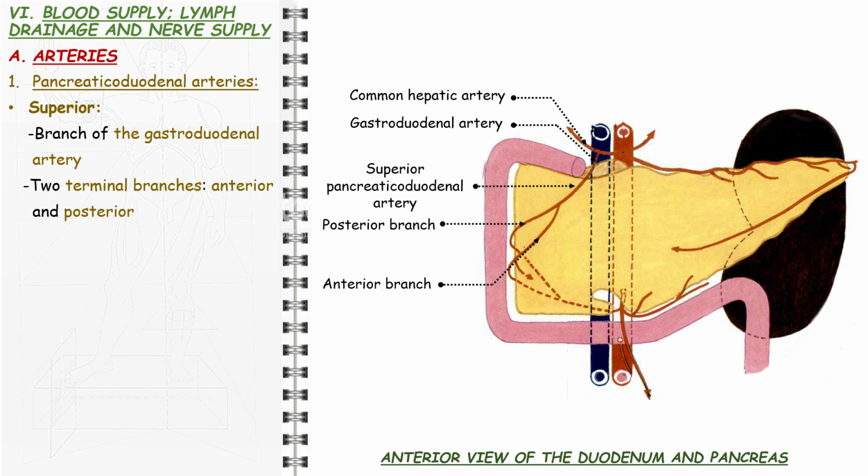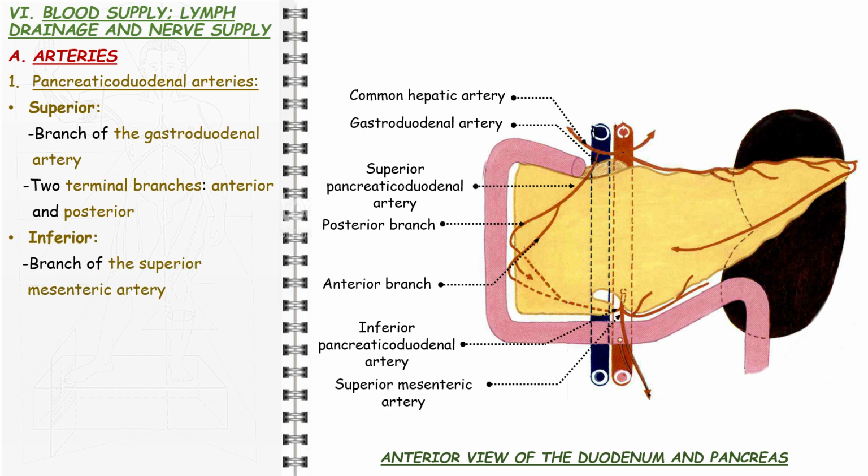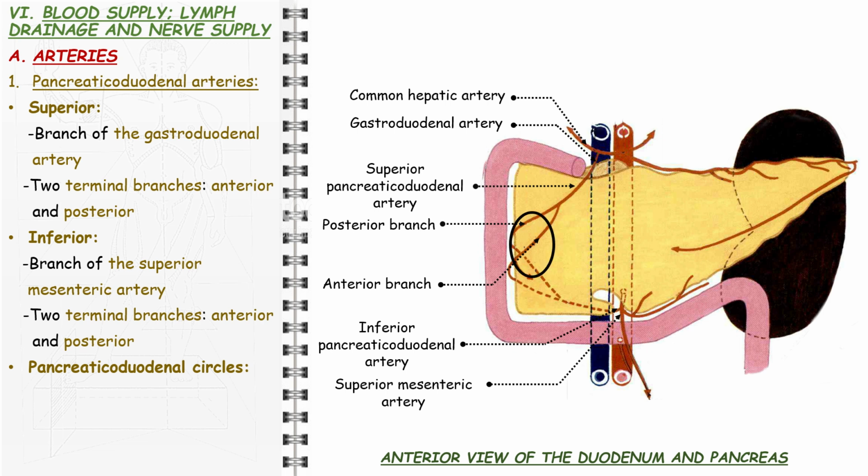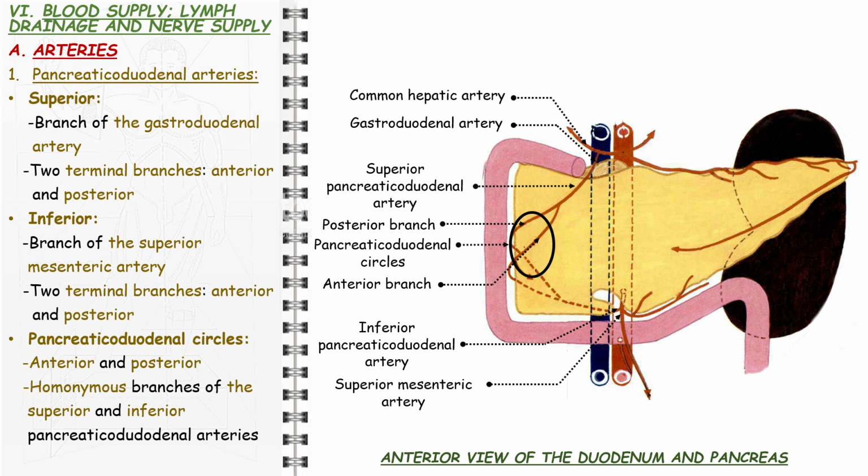The inferior pancreaticoduodenal artery arises from the right border of the superior mesenteric artery towards the uncinate process of the head, passes behind the superior mesenteric vein and ends by giving two terminal branches, anterior and posterior, as the previous ones. The homonymous branches of the superior and inferior pancreaticoduodenal arteries anastomose, forming the anterior and posterior pancreaticoduodenal circles surrounding the head of the pancreas on its corresponding surfaces.